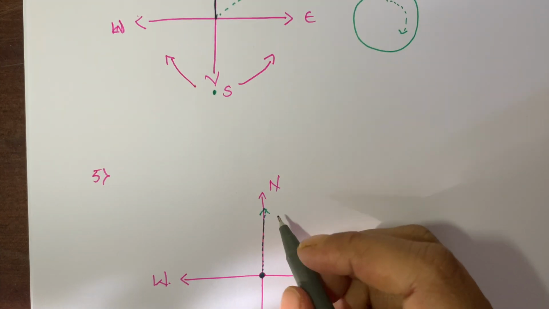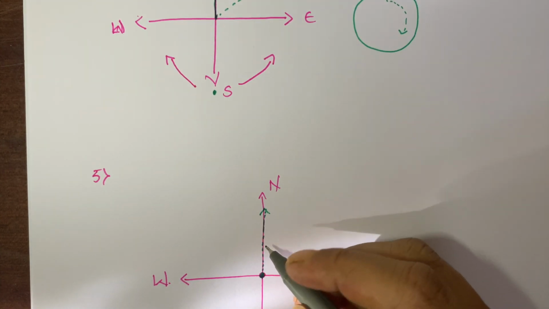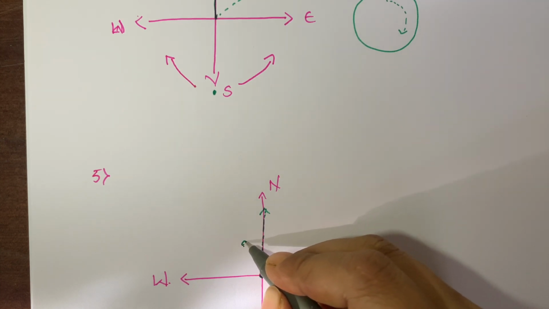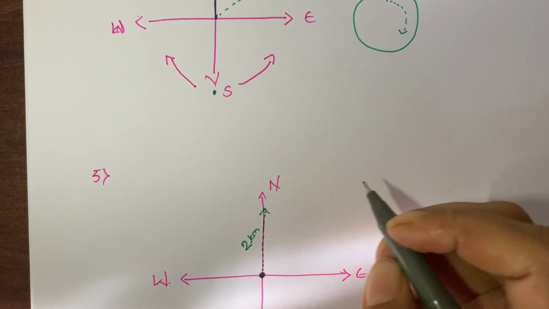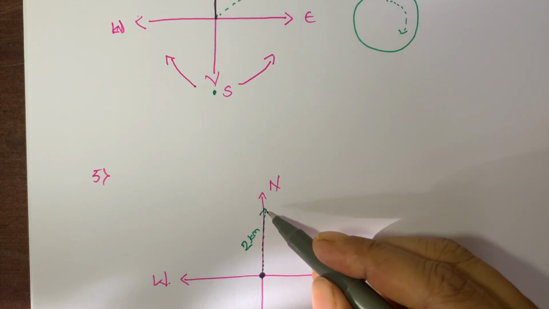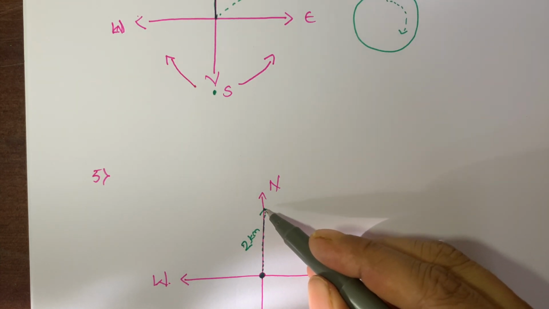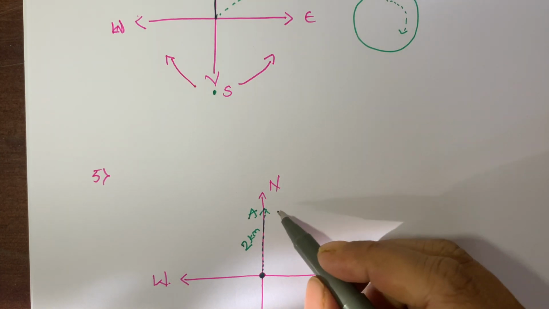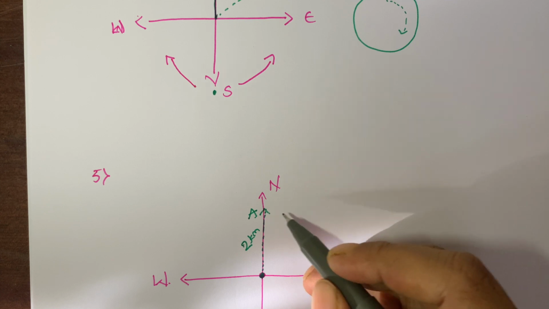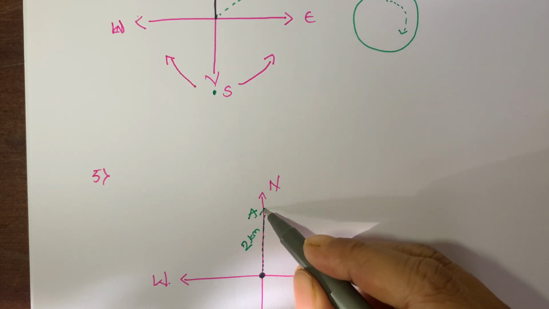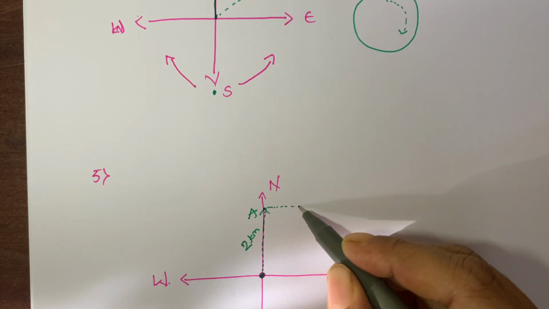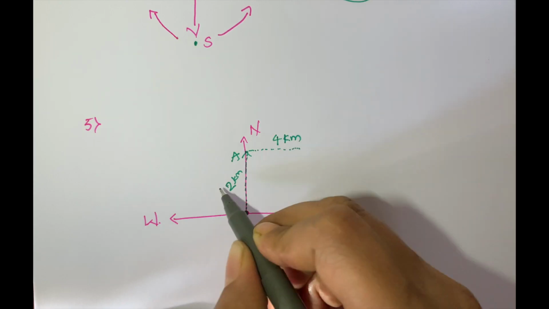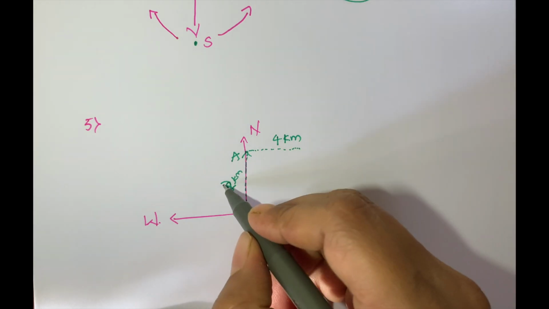And imagine they have given the measurements of the distance he has traveled. So he has traveled some 1 or 2 kilometers, say 2 kilometers towards the north, which is named as A. Then he is moving towards his right, and again traveling some distance of say 4 kilometers. We will take this as 3 kilometers and this as 4 kilometers.